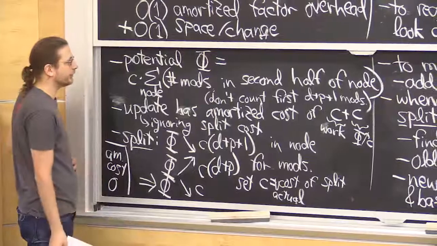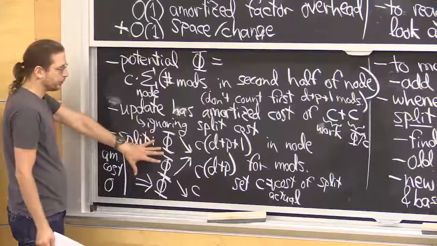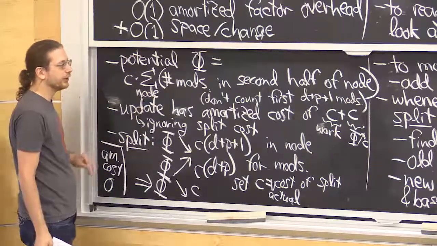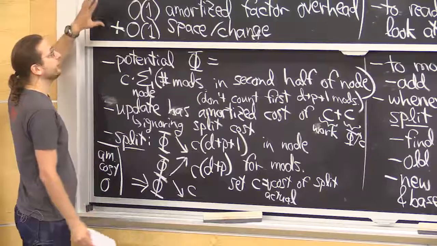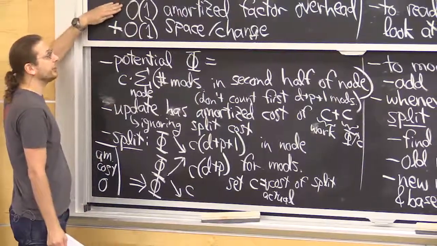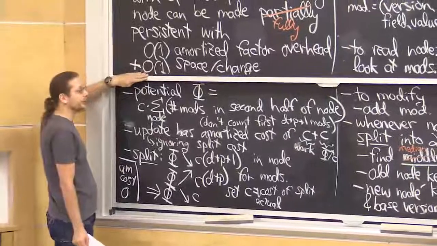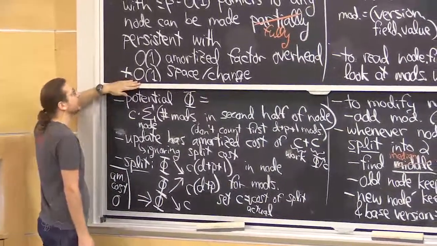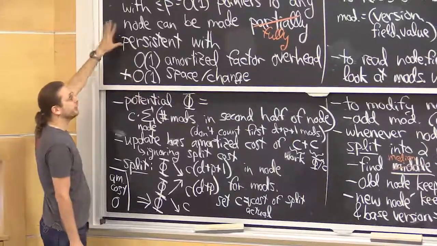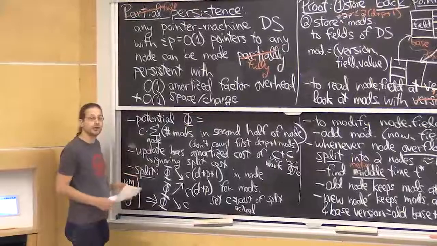Cool. So that's what I wanted to say about full persistence. Once you know splits are free, then updates, in an amortized sense, have constant amortized cost. And so we get this theorem, constant amortized factor overhead. Of course, we're also spending a constant amount of space for each change that we do in order to write down the mod. We have to pay that. But we get full persistence at any pointer machine data structure with bounded in and out degree. Any questions?